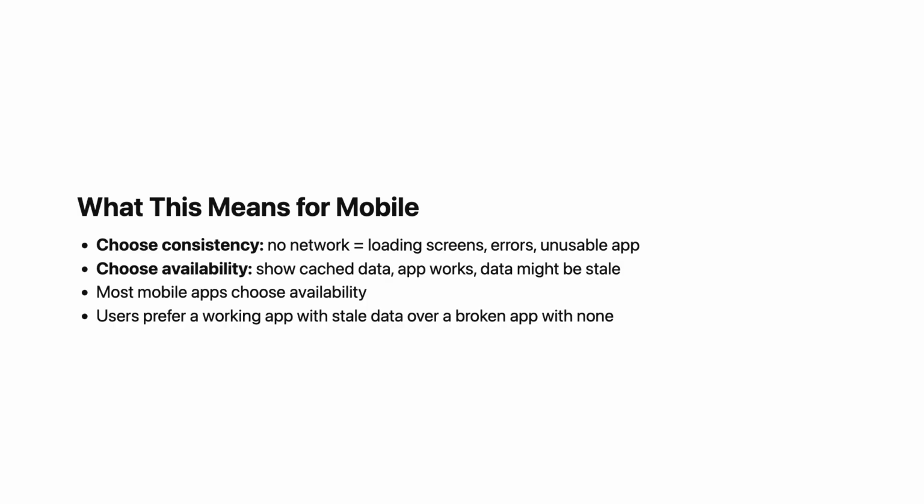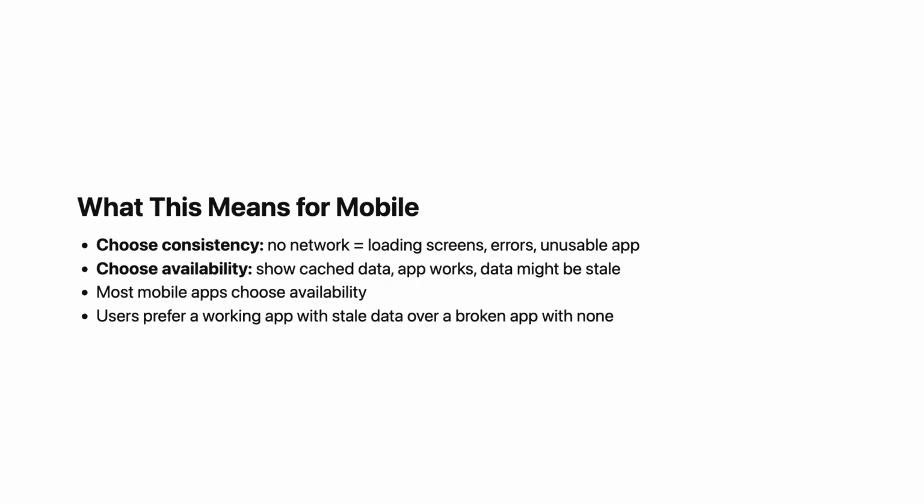Why? Because users prefer an app that works with possibly stale data over an app that does not work at all. But this choice has consequences that you need to handle. When you show cached data, you are accepting staleness. The data in your Room database was accurate at some point in the past, but it might not reflect the current state of the server.